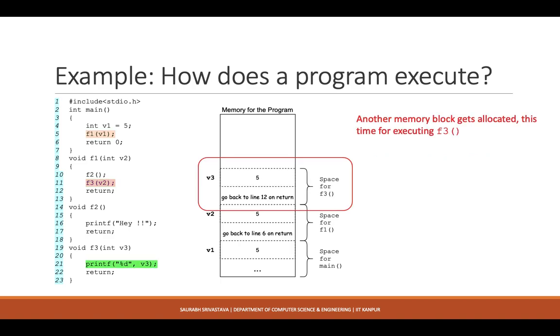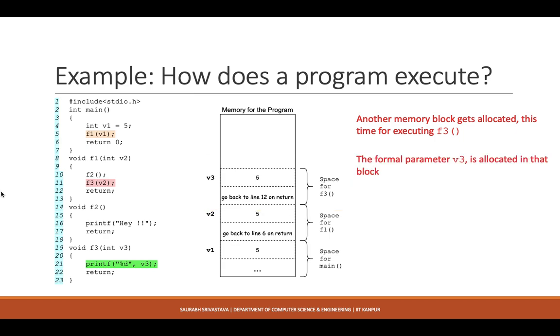Okay, so then what happens is another block gets allocated in the memory, and this one is specifically dedicated for the functioning of the function F3. The formal parameter V3 finds some space in this particular block, and of course we also have to store that return address so that we can go back to F1 at the correct position.